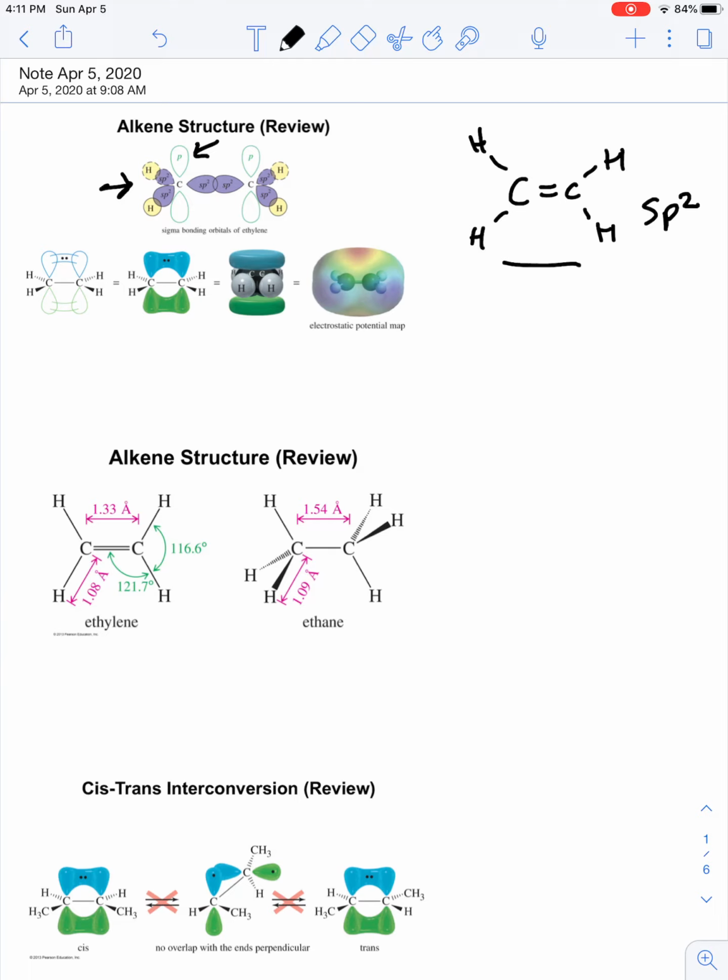So the pi bond in ethylene is going to be formed by the overlap of our unhybridized p orbitals. Remember that pi orbitals, or p orbitals, must be parallel to each other. We have half of our electron density below the plane and half of our electron density above that sigma bond, or the plane. And when we're looking at the electrostatic potential map, we can see a high amount of electron density, which is shown in red right here, which is given rise by those pi bonds.